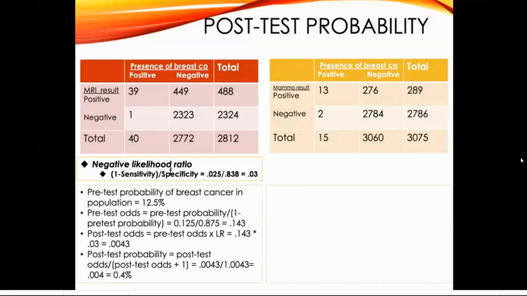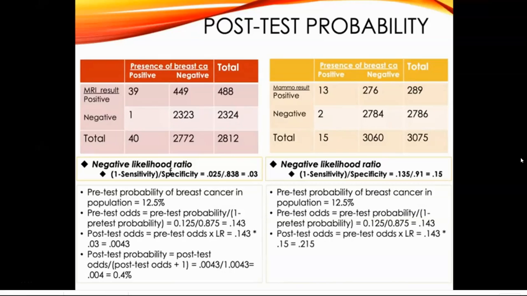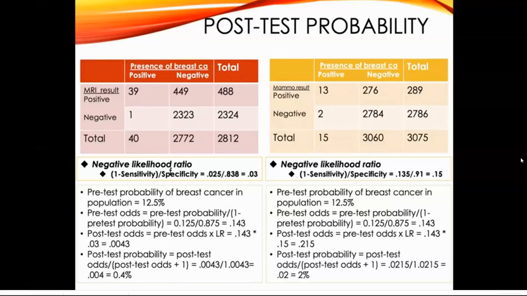Now let's compare that with mammogram. So here we have the negative likelihood ratio that was 0.15. We calculated that earlier. We've got the same patient, pretest probability 12.5%, pretest odds 0.143. Now let's calculate those post-test odds, which is pretest odds times likelihood ratio. So we got 0.143 times 0.15, we get 0.0215. Now let's take those post-test odds and make them a post-test probability. And here we get 2%.